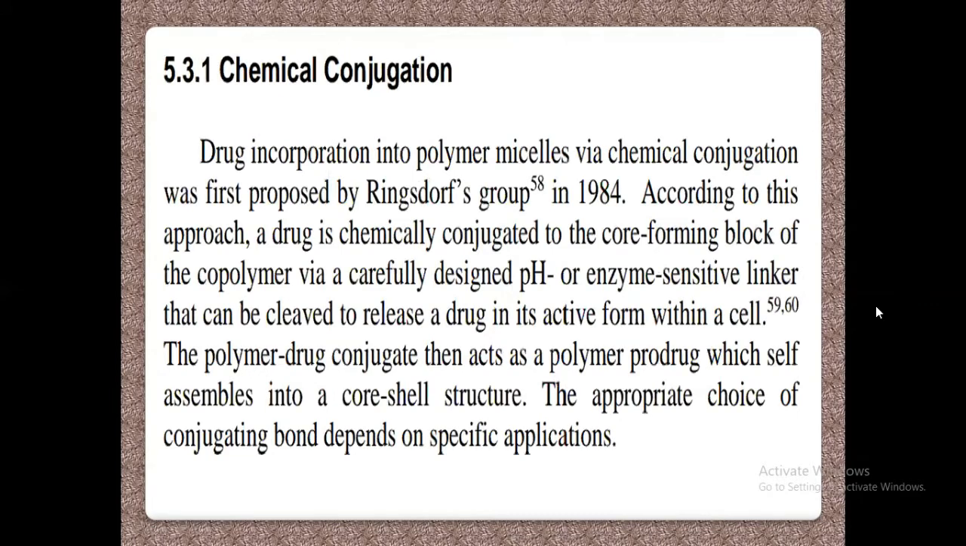First method is chemical conjugation method. Drug incorporation into polymer micelles. Polymer micelles have a central core, and that core is covered by a polymer outer shell. So the drug should be incorporated into that polymer micelle, especially inside the core. So drug incorporation into polymer micelles via chemical conjugation is the method used. It was first proposed by the team of Ringsdorf in 1984.